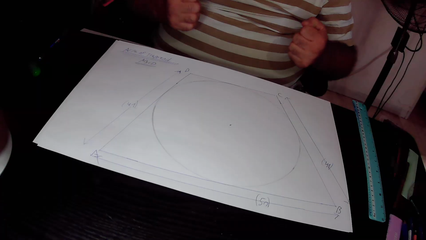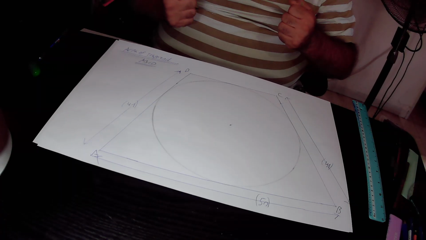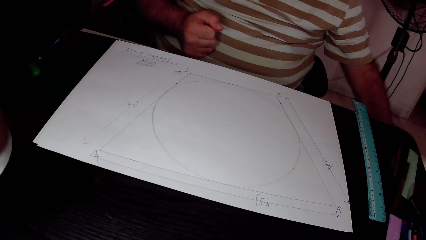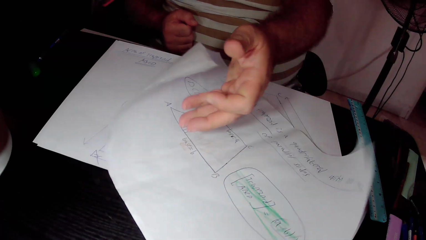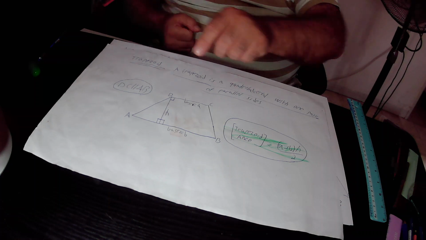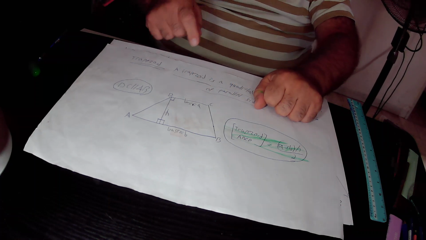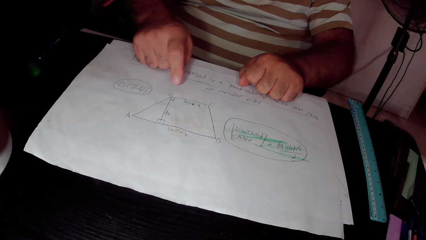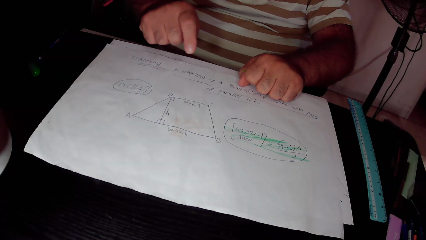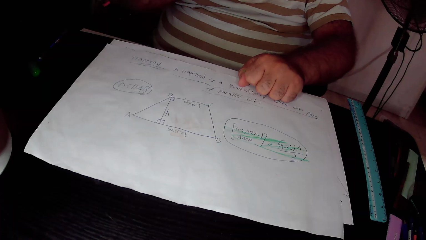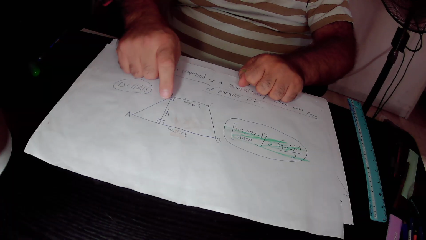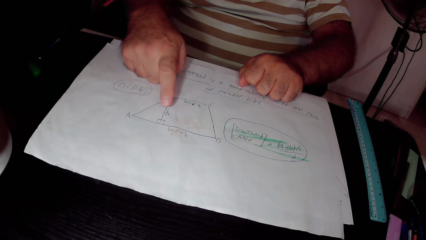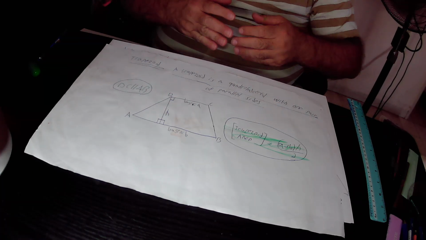So first of all, what is a trapezoid? A trapezoid is a quadrilateral with one pair of parallel sides. This is trapezoid ABCD. Side DC is parallel to side AB, and therefore quadrilateral ABCD is a trapezoid because it has one pair of parallel sides. The height is h, perpendicular to the bases, and we have this trapezoid ABCD.